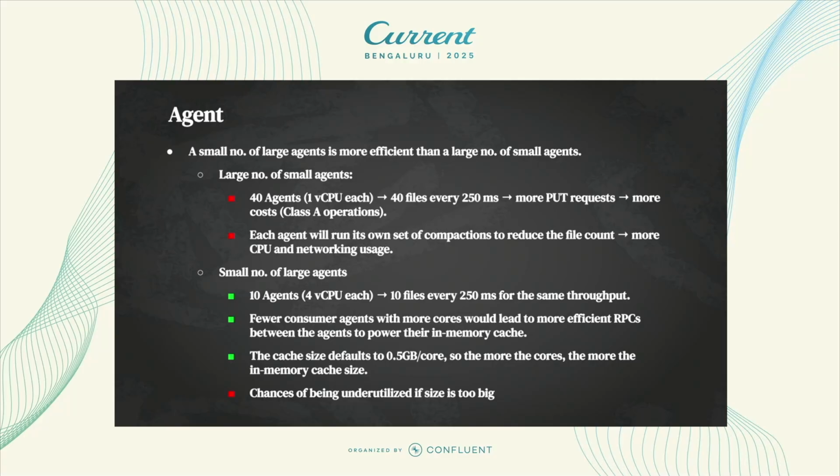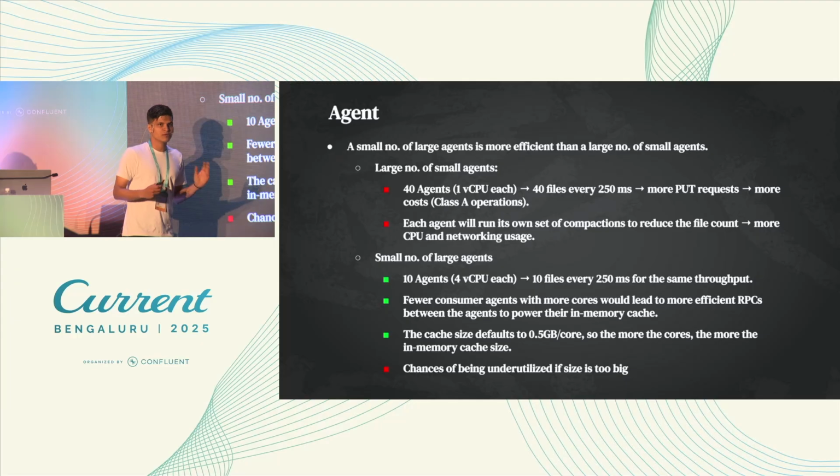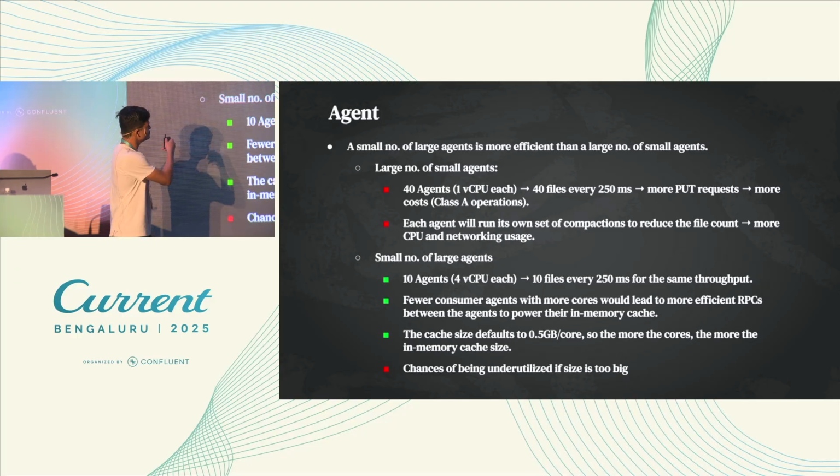Yeah, so the next important point is that a small number of large agents is much more efficient than a large number of small agents. Let's take the first case. Let's say you have 40 agents with 1 CPU each. This means that every 250 milliseconds, which is your batch timeout, you will write 40 files. This means more put requests, more class A operations, so it will cost more. As Shubham mentioned, the main cost in any object storage is the put and get API calls. And also each agent will run its own set of compactions, right? In case the agent role is proxy. So this will lead to more CPU and networking usage.